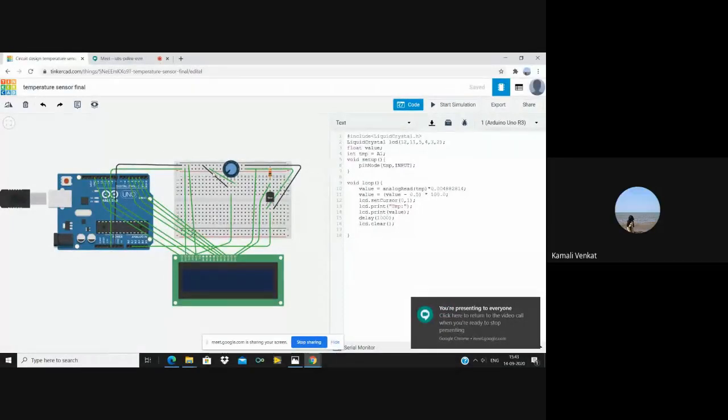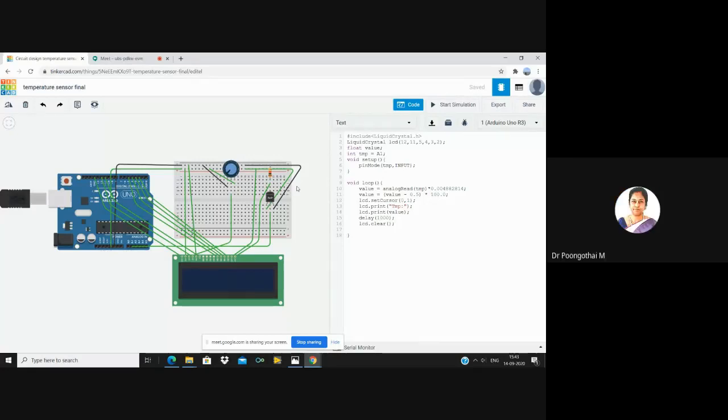Ma'am, I have used a temperature sensor, ma'am. It is TMP36, ma'am. So the value of the temperature sensor will be displayed in the LCD, ma'am. Now, what are the other variants available in Tinkercad? Temperature sensor variants. Have you checked that? Ma'am, only TMP36 is available, ma'am. Okay. Yes, ma'am.